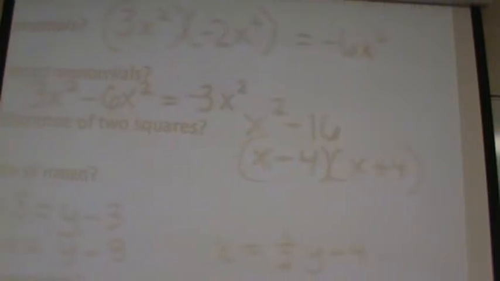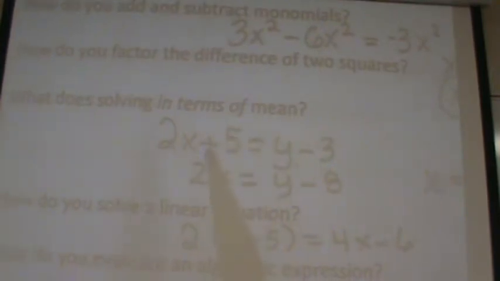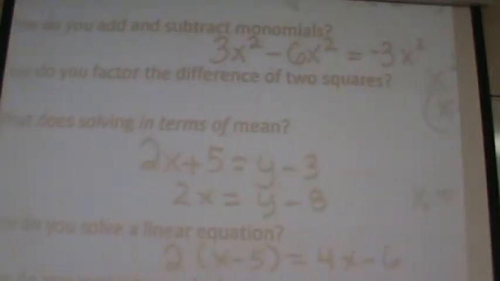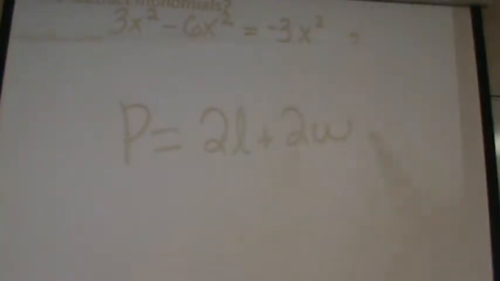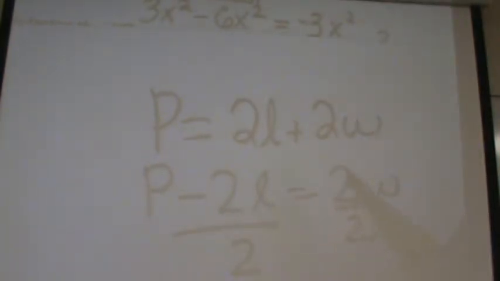Do you know what it means to solve in terms of x? If I give you this equation and it says solve this in terms of x, what does that mean? Solve for x. This is a very popular one: solve for w, solve in terms of w. This is the perimeter formula. How do you solve for w? What would you do? Subtract 2L from P, then divide everything by 2. So solve in terms of means to solve for that variable.